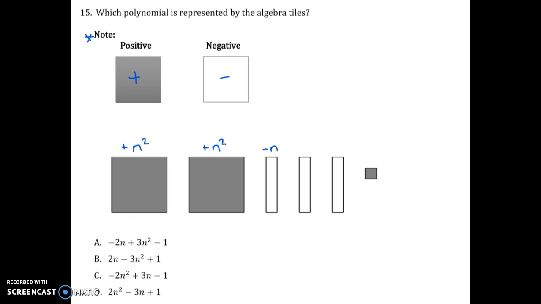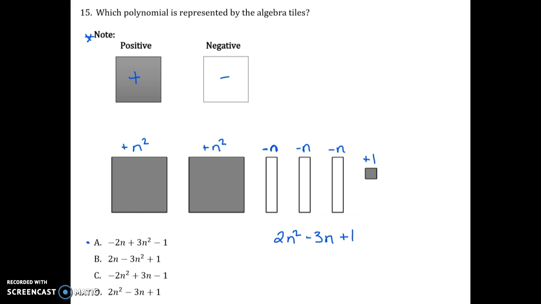Then we've got a negative n tile to start here. Then we've got another negative n tile next to that, and another negative n tile next to that. And we've got a positive ones tile there. So the polynomial in total we're looking for here is 2n squared minus 3n plus 1.